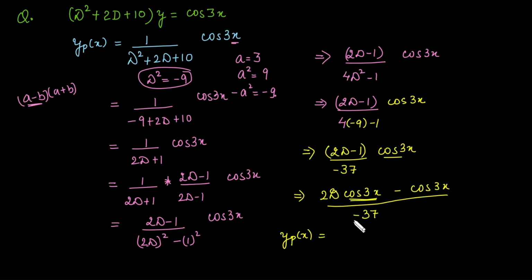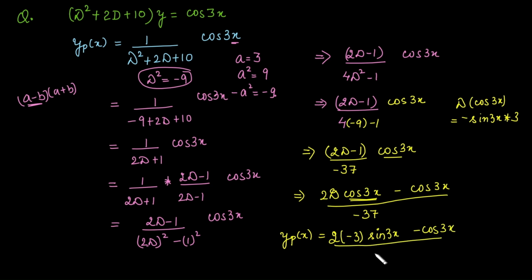What is the derivative of cos 3x? So derivative of cos 3x is equal to minus sine 3x into 3. So we have 2 times of minus 3 sine 3x minus cos of 3x divided by minus 37. So we can take negative sign common from the numerator and that will cancel out with the negative sign in the denominator. So finally we have 6 times of sine 3x plus cos of 3x divided by 37, and that is the final particular integral in this case.